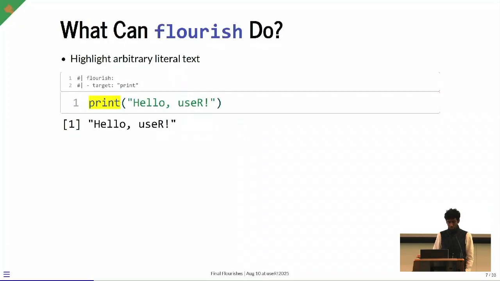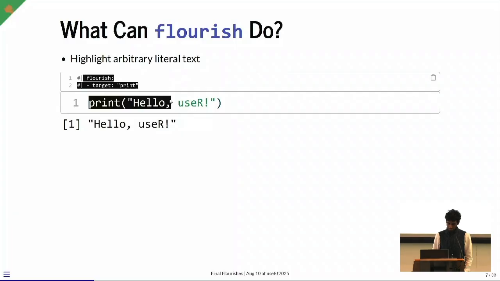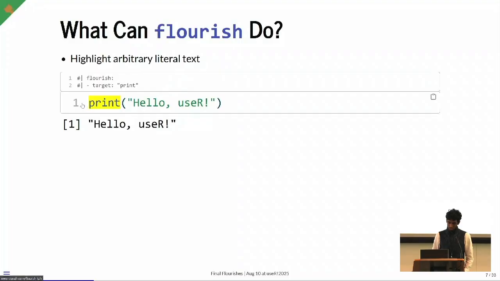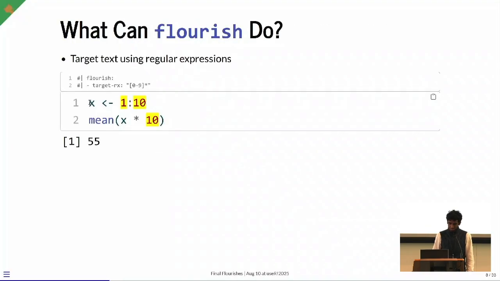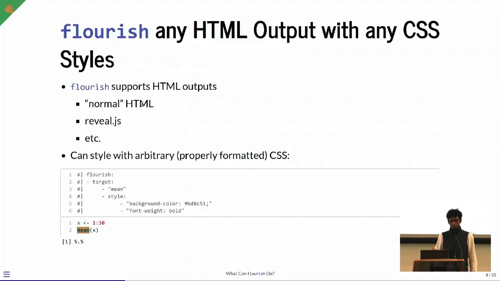Getting into more of what Flourish can do, you can see we specify some stuff in YAML for a code chunk. We're saying Flourish, and we want to target print, and Flourish goes and finds that little print bit and highlights it in yellow, which is the default styling. The other thing we can do is target text using regex or the other basic thing. So here, if we want to highlight all numbers, or any amount of numbers, we can get that pretty easily. But Flourish is a lot broader than that.